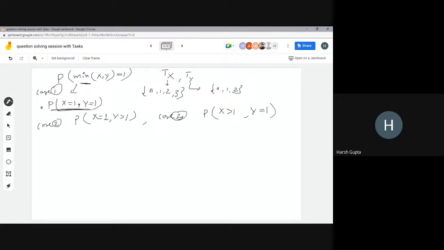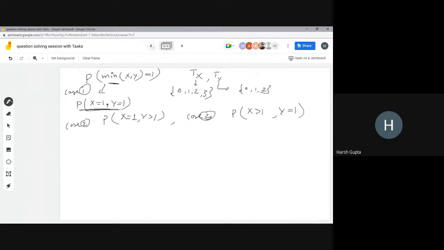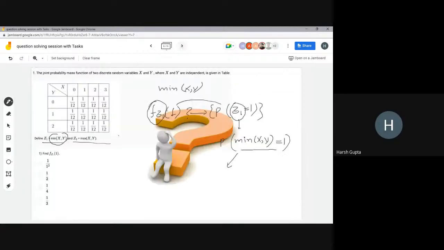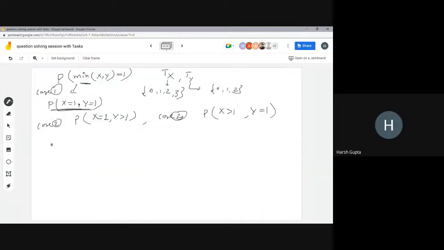Okay, so this is very easy because x and y are independent. It is given, right? x and y are independent. So what will this be? Probability that x equal to 1 multiplied by probability that y equal to 1, because the joint becomes the product of marginals when the random variables are independent, right? Yes, sir. And what about this?